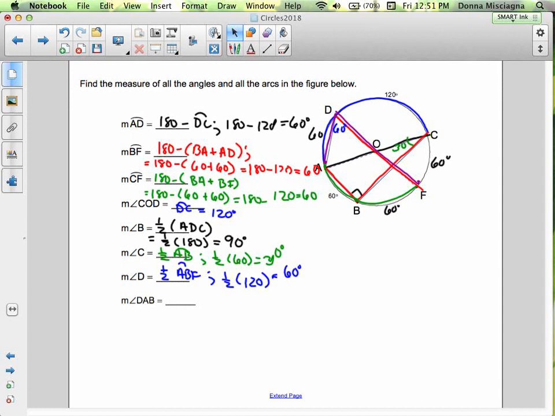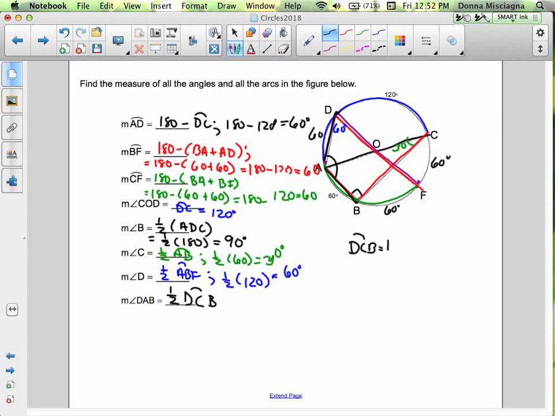All right, and now the last one, angle DAB, which is this one here. If we follow the sides, we see it goes from point D all the way around the circle to point B. So essentially, it's the entire circle besides the two arcs, arc AD and AB. So the measure of angle DAB is equal to half the measure of arc DCB. And arc DCB is going to be equal to 120 plus 60 plus 60, or 240 degrees. So angle DAB is 1/2 of 240 degrees, or 120 degrees.